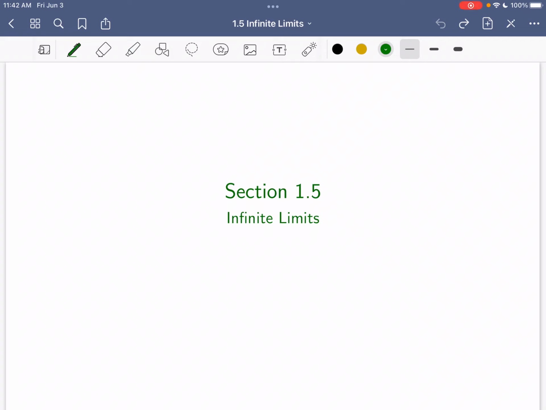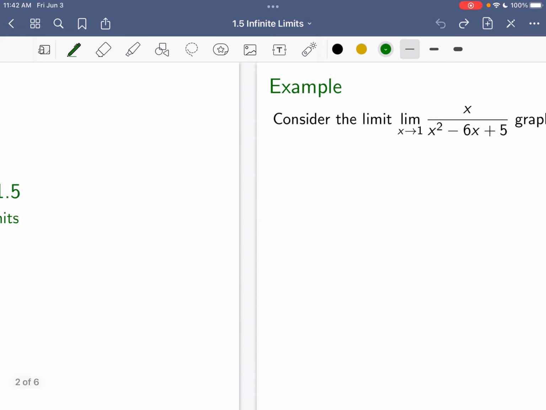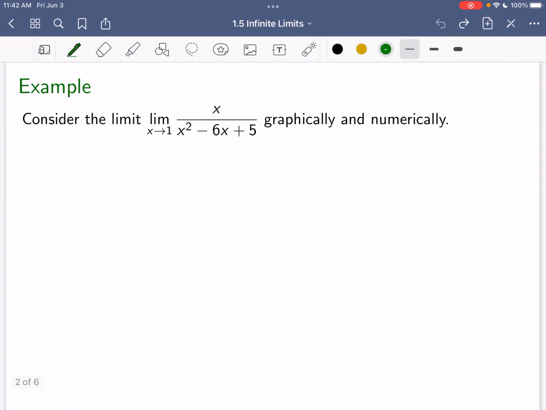In this video and in the next few videos, we are going to take a look at infinite limits. So let's jump in with an example to try to explore what we mean by infinite limits. So here we're going to consider the limit of x over x squared minus 6x plus 5 as x approaches 1. And we want to consider this limit both graphically and numerically.